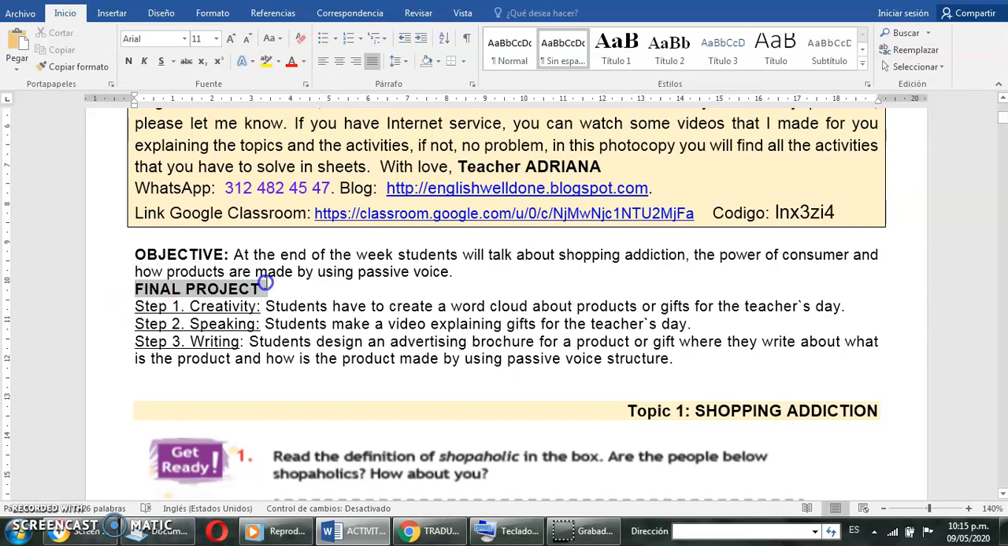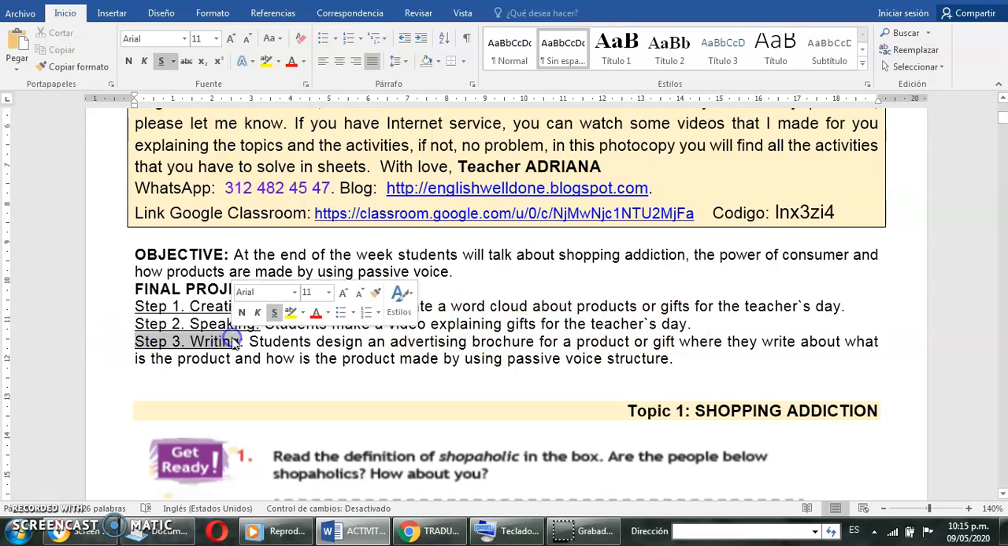And we have a final project. I'm going to develop this final project by following these three steps. Step number one, creativity. Students have to create a word cloud about products or gifts for teacher's day. Speaking is step number two. The student makes a video explaining a gift for teacher's day.